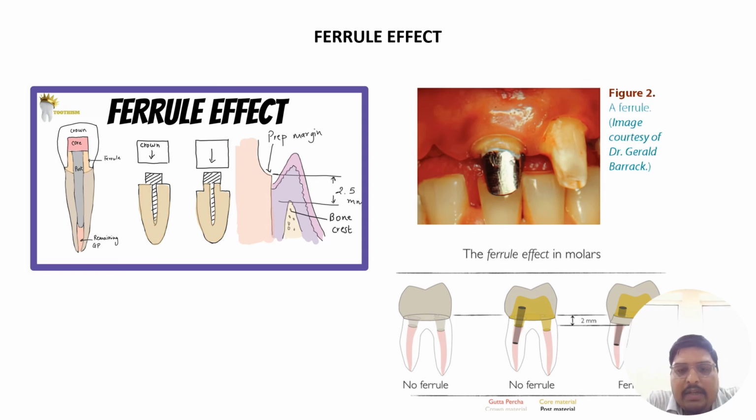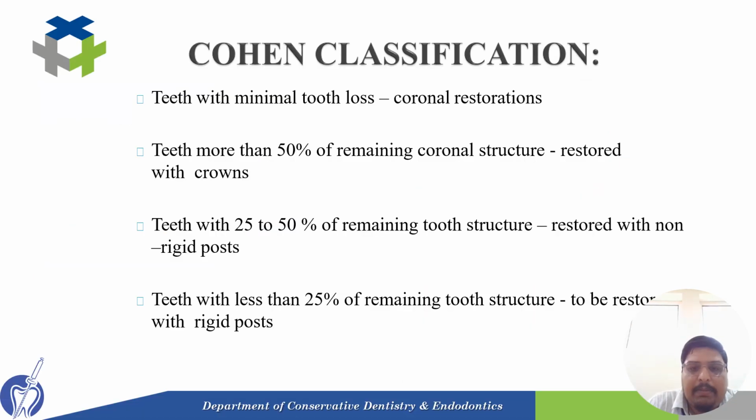What is the ferrule effect? The ferrule effect in molars and the ferrule effect in the incisors. This ferrule effect is a small covering which is placed over the cingulum region or over the crown structure, which helps to prevent the tipping action of the forces given on the cervical area of the tooth, such that the tooth won't tip, and hence it has good post-endodontic restoration stability.